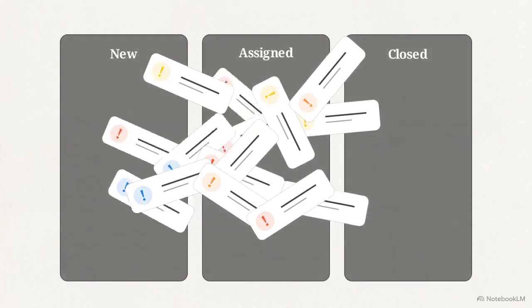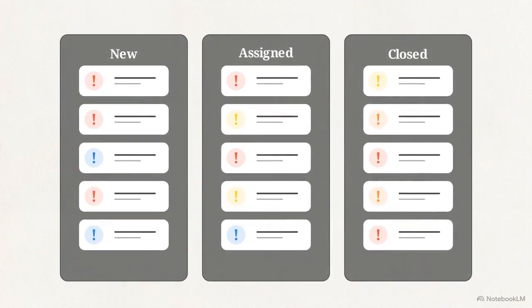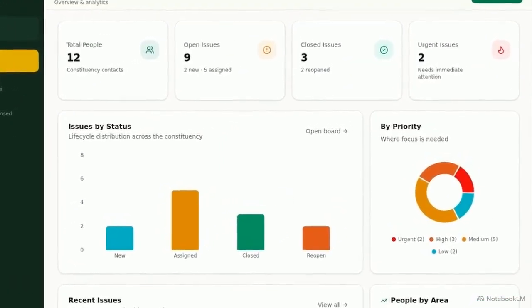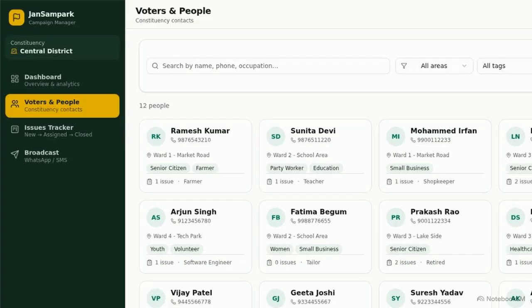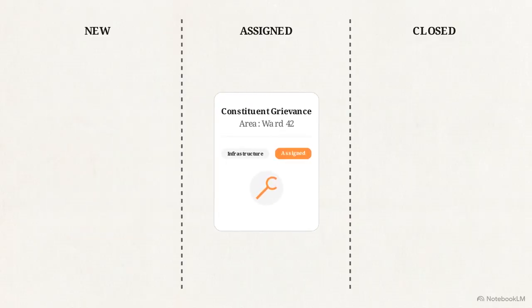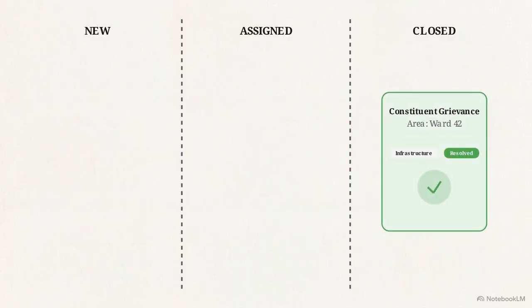Today, we will look at how to take that chaotic stream of voter complaints and organize it into clear, measurable progress using a single dashboard. To follow along, you only need two things: an active Johnson Park campaign workspace and at least one constituent saved in your directory. Over the next few minutes, we will take one raw grievance from a constituent and track it through every stage until it is completely resolved.